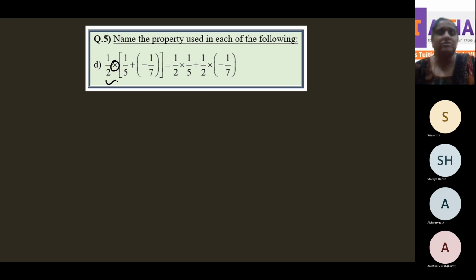There's only one product here. But here there are two products. You can see a product here and you can see a product here, and the products are connected by the plus sign. So writing a product as a sum of two products is the distributive property. So this is distributive property of multiplication over addition.